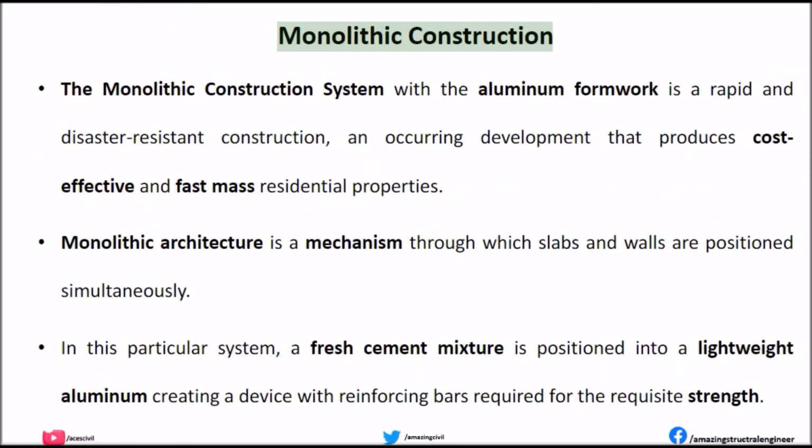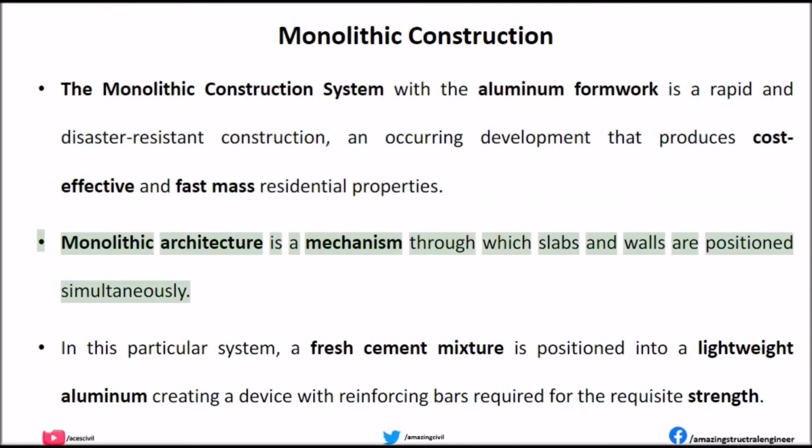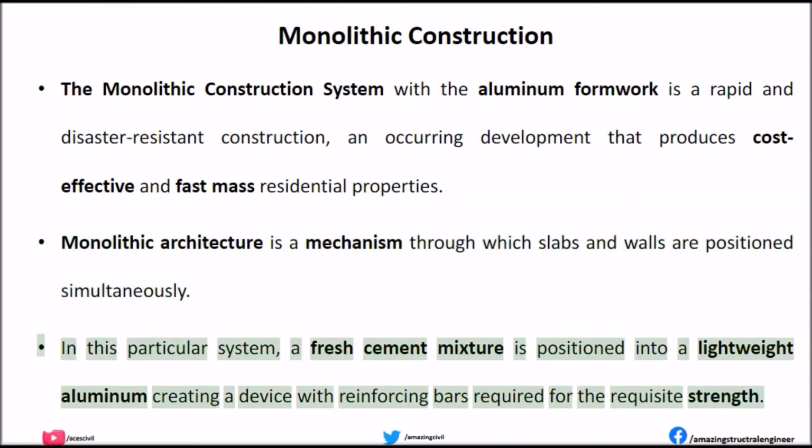Monolithic construction. The monolithic construction system with the aluminum formwork is a rapid and disaster-resistant construction, an emerging development that produces cost-effective and fast mass residential properties. Monolithic architecture is a mechanism through which slabs and walls are positioned simultaneously. In this system, a fresh cement mixture is positioned into a lightweight aluminum formwork, creating a unit with reinforcing bars required for the requisite strength.